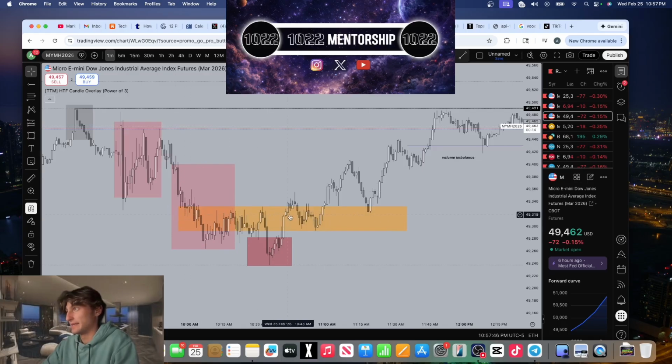And we mitigate into here. We have a nice imbalance right here, actually an inversion imbalance, if you will. That was very nice for entries. And trade higher, we get our official first stage of accumulation.